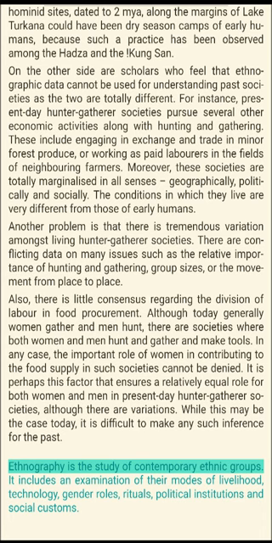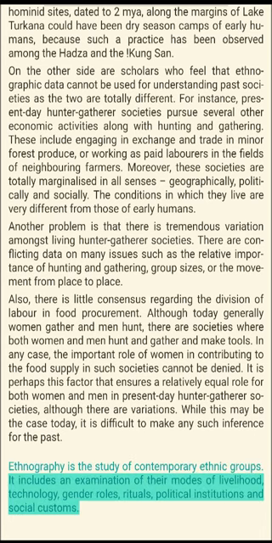Ethnography is the study of contemporary ethnic groups. It includes an examination of their modes of livelihood, technology, gender roles, rituals, political institutions, and social customs.